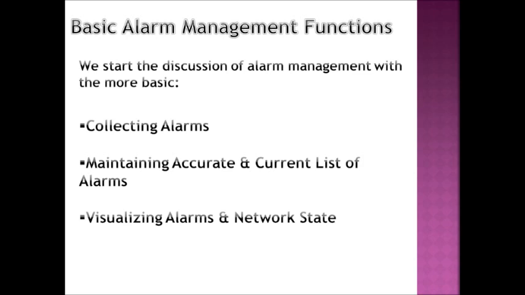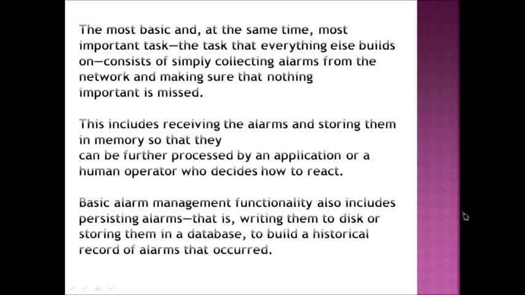Basic alarm management functions. We start the discussion of alarm management with the more basic functions: collecting alarms, maintaining accurate and current lists of alarms, and visualizing alarms and network state. The most basic and at the same time the most important task, the task that everything else builds on, consists of simply collecting alarms from the network and making sure that nothing important is missed. This includes receiving the alarms and storing them in memory so that they can be further processed by an application or a human operator who decides how to react.